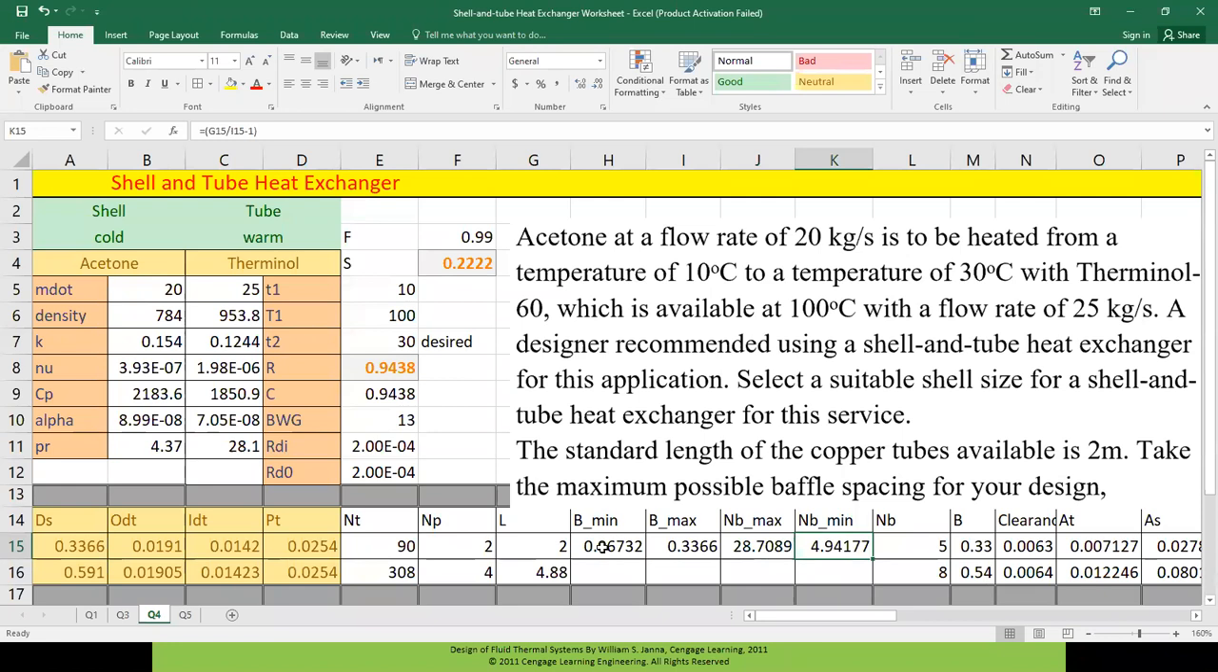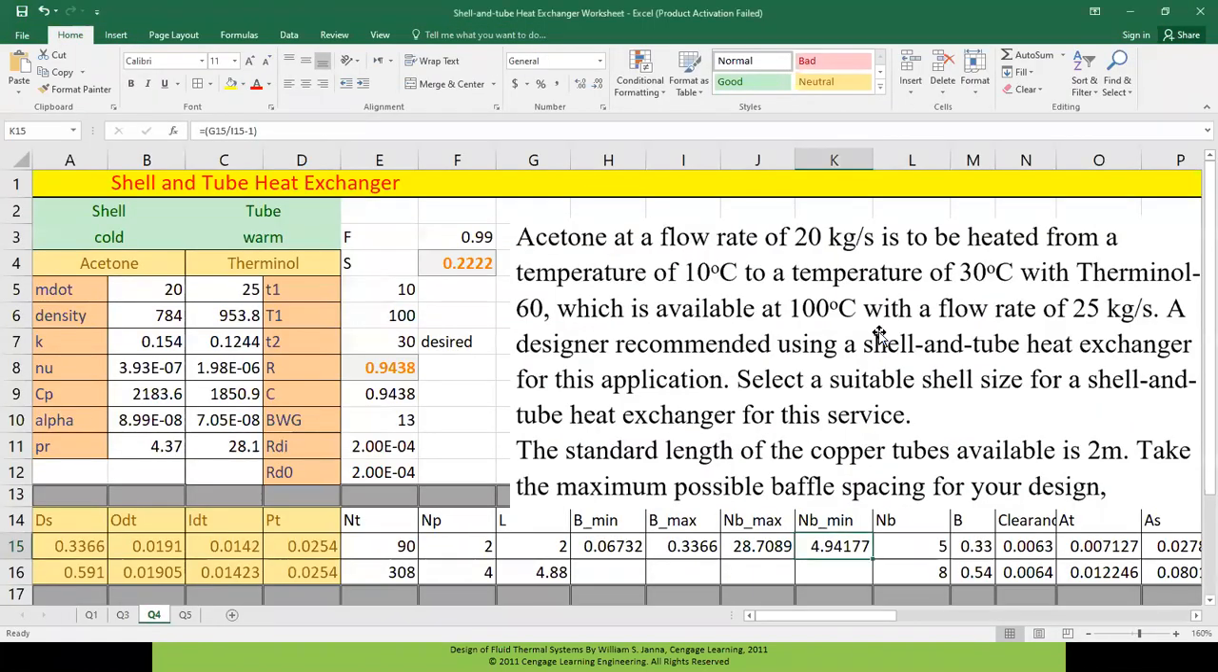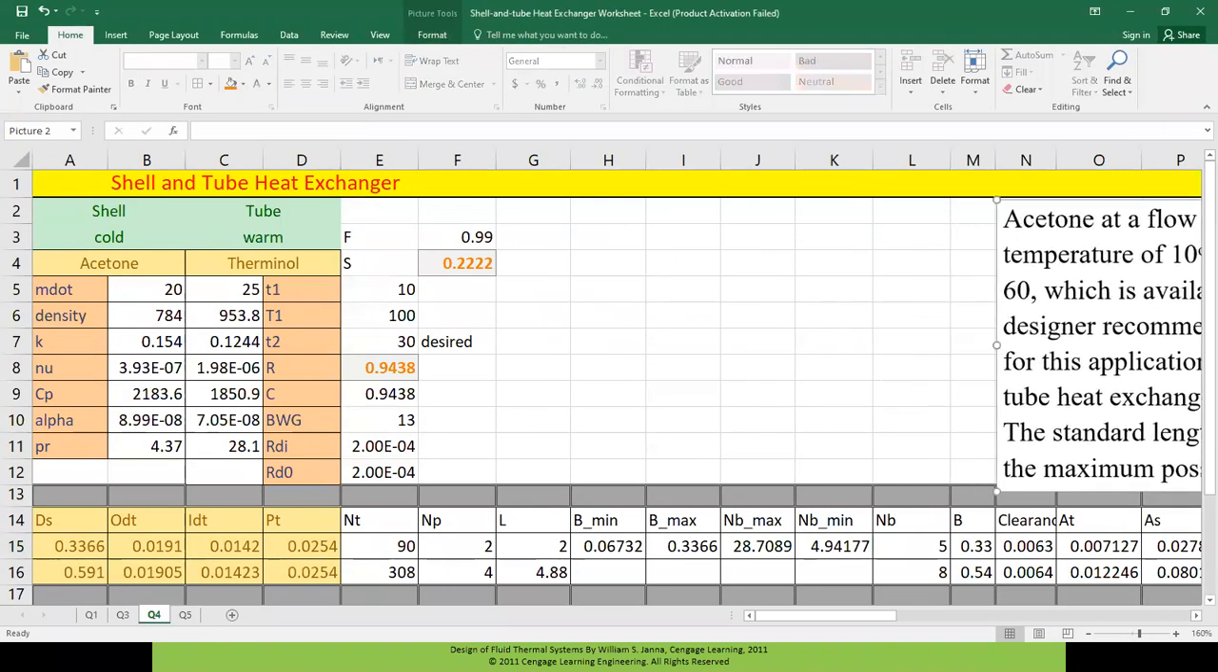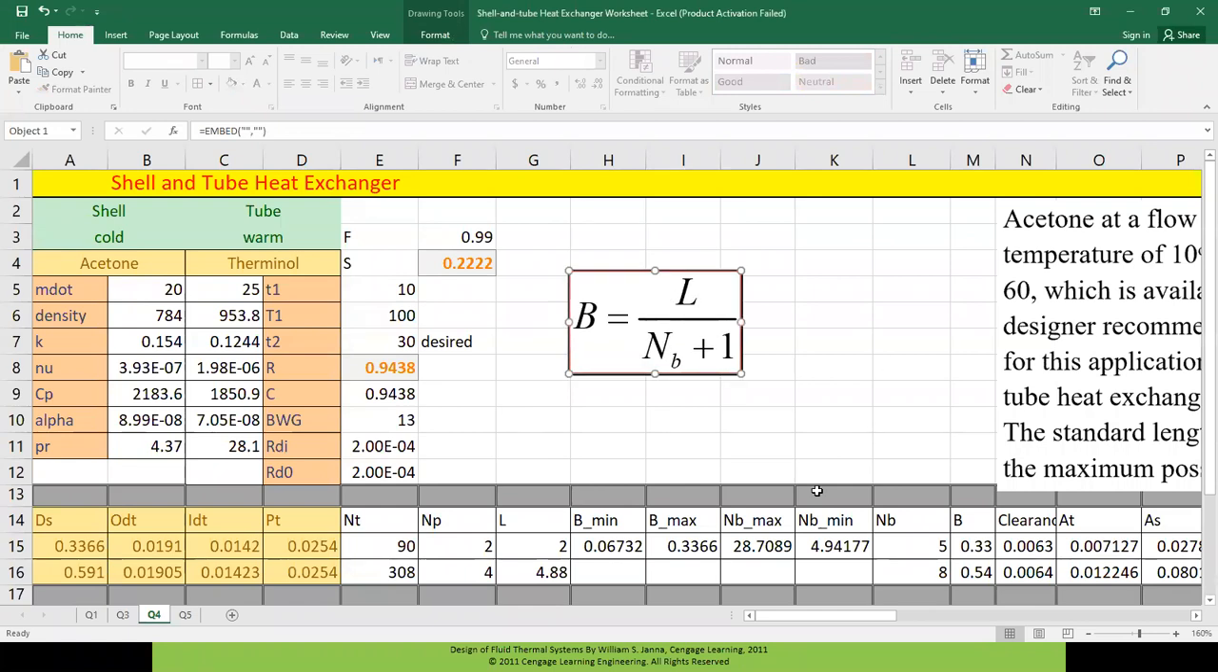So when we use the B minimum, it will give you the maximum baffle numbers. And when you use the maximum baffle spacing, it will give you the minimum number of baffles. So can you calculate this? NB minimum, number of baffles minimum, and number of baffles maximum, using this formula.